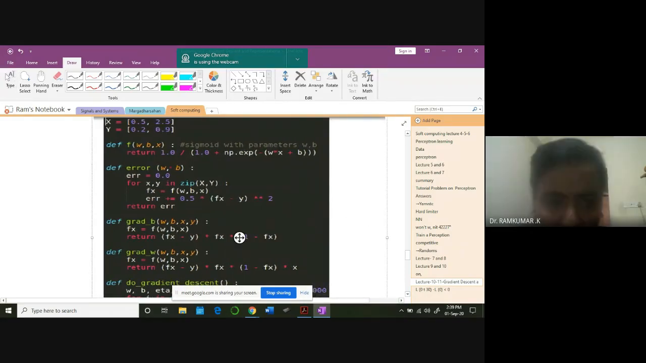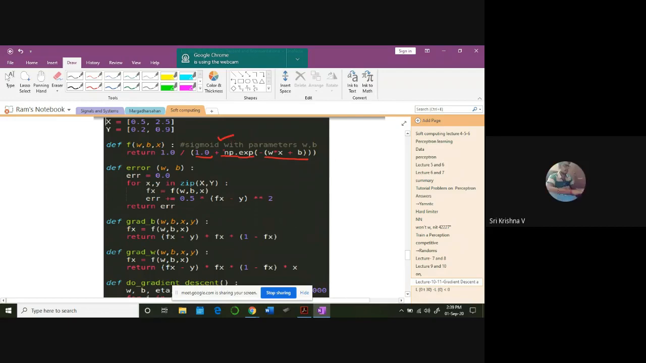So I'm going to define a function. Okay, what is that function? Can you guess from this term? What is that function? It's a sigmoidal function. Yeah, it's a sigmoidal function.